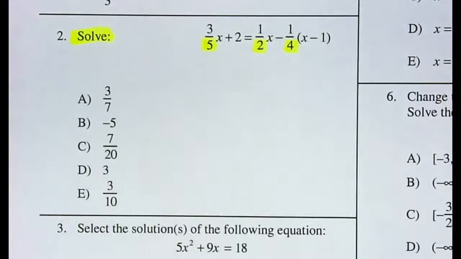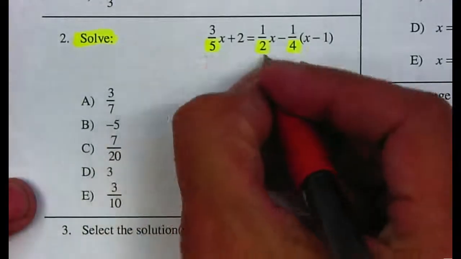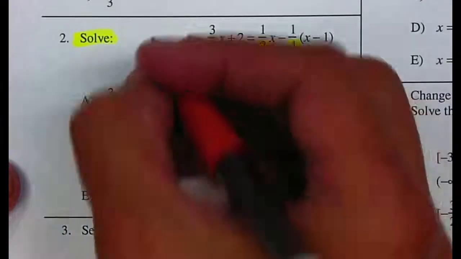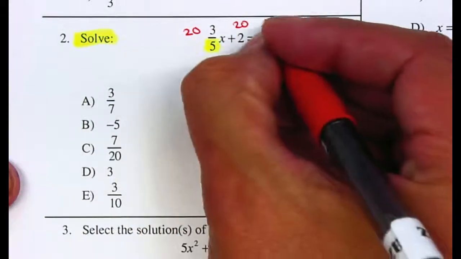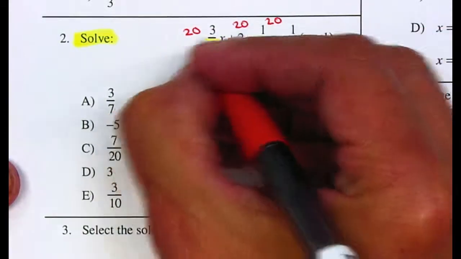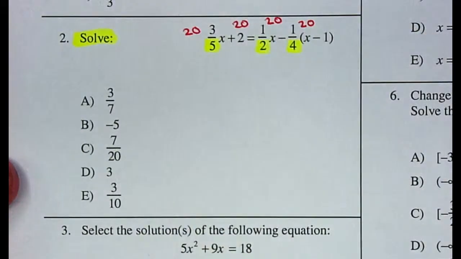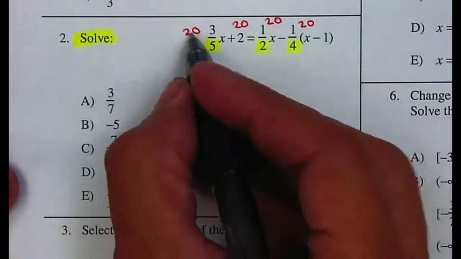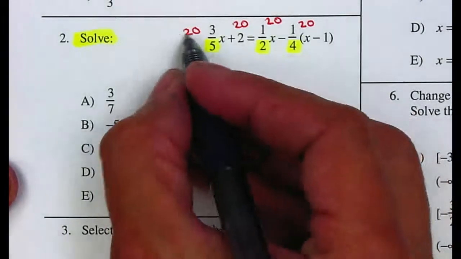So I need to multiply by the lowest common multiple. The lowest common multiple between 5, 2, and 4 will be 20. So therefore, I'm going to multiply each of the terms by 20. I just multiply the left-hand side by 20 and the right-hand side by 20. But this just makes it a bit easier. And if you want, you can reduce your 20 and the 5 and then multiply by the 3x. Or you can just multiply across.